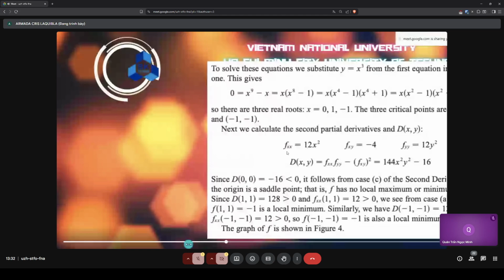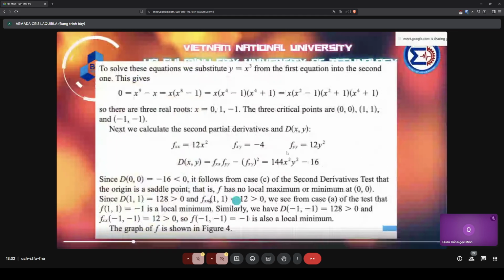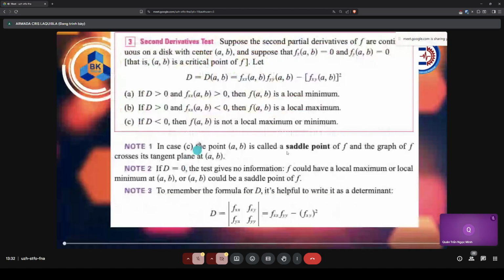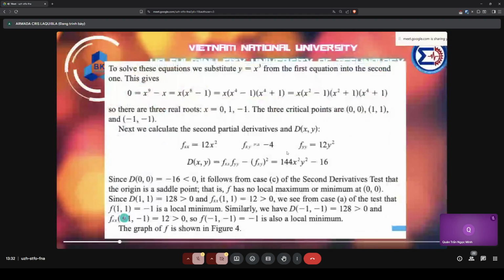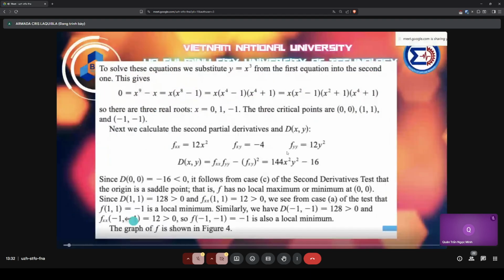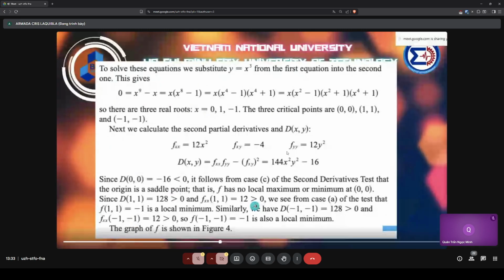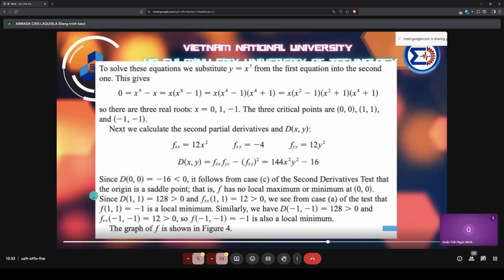Now, since your fxx is positive, both positive, the D and the fxx, it is a local minimum. Okay? It's here. If both are positive, case A, it's local minimum. Maybe you will say, the f(1, 1) is negative 1, therefore local minimum because it's negative. No, that's not the reason. The reason why this is a local minimum is because both your D and fxx are positive. When you substitute 1 and 1 in your original function f, the answer is negative 1.